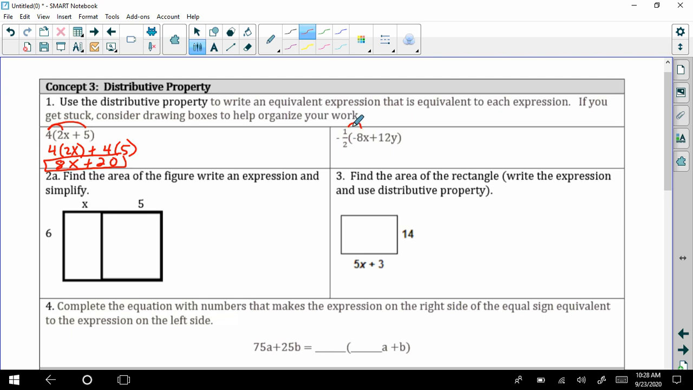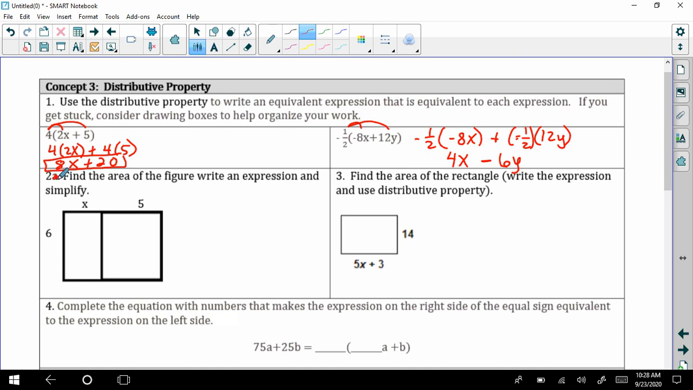This one, same idea, distribute. I'm going to write it out to the side, negative 1/2 times negative 8x plus negative 1/2 times 12y. Negative and a negative makes a positive. Half of 8 is 4, so 4x. Positive and a negative makes a negative. Half of 12 is 6y. 2a, actually I was going to have 2a and 2b, so it's just 2. Get rid of the a.